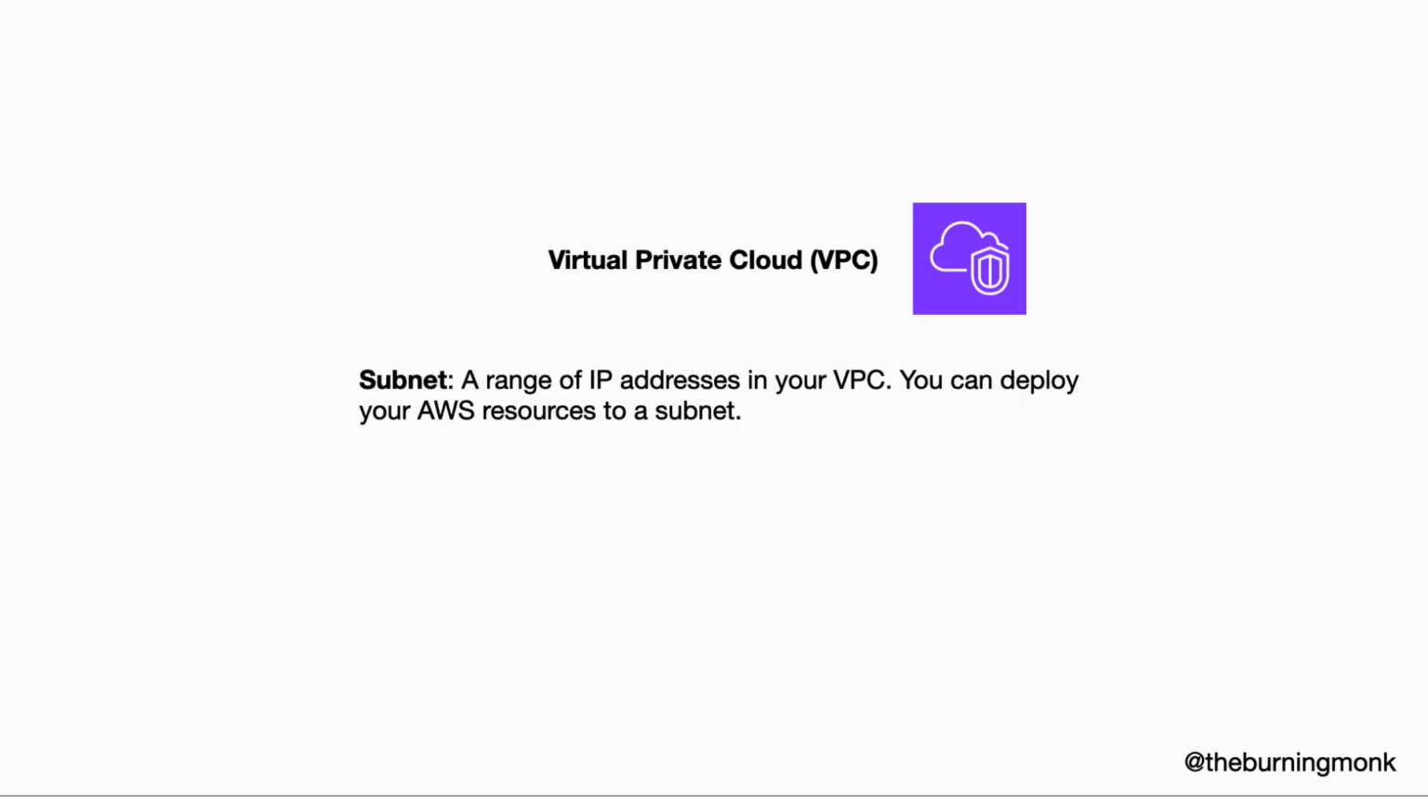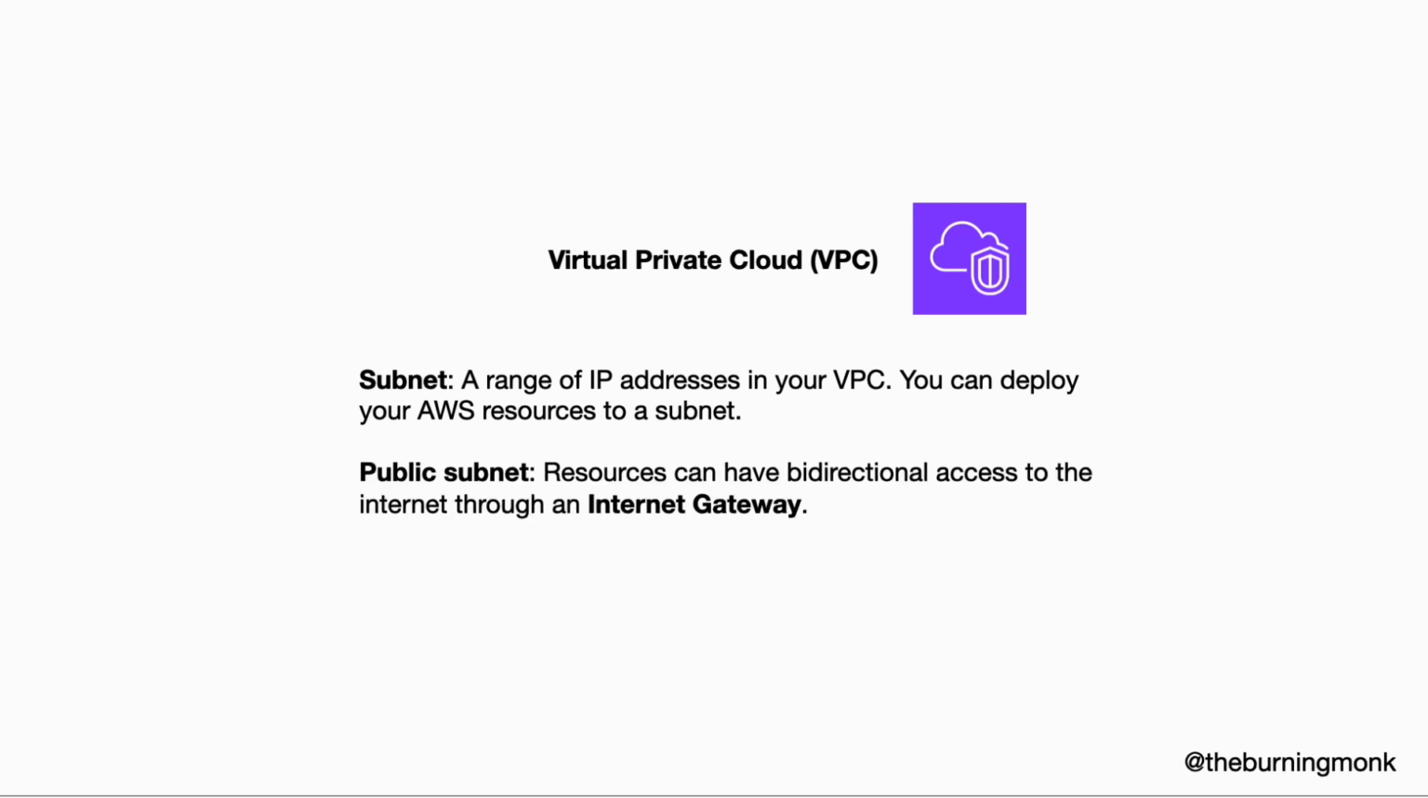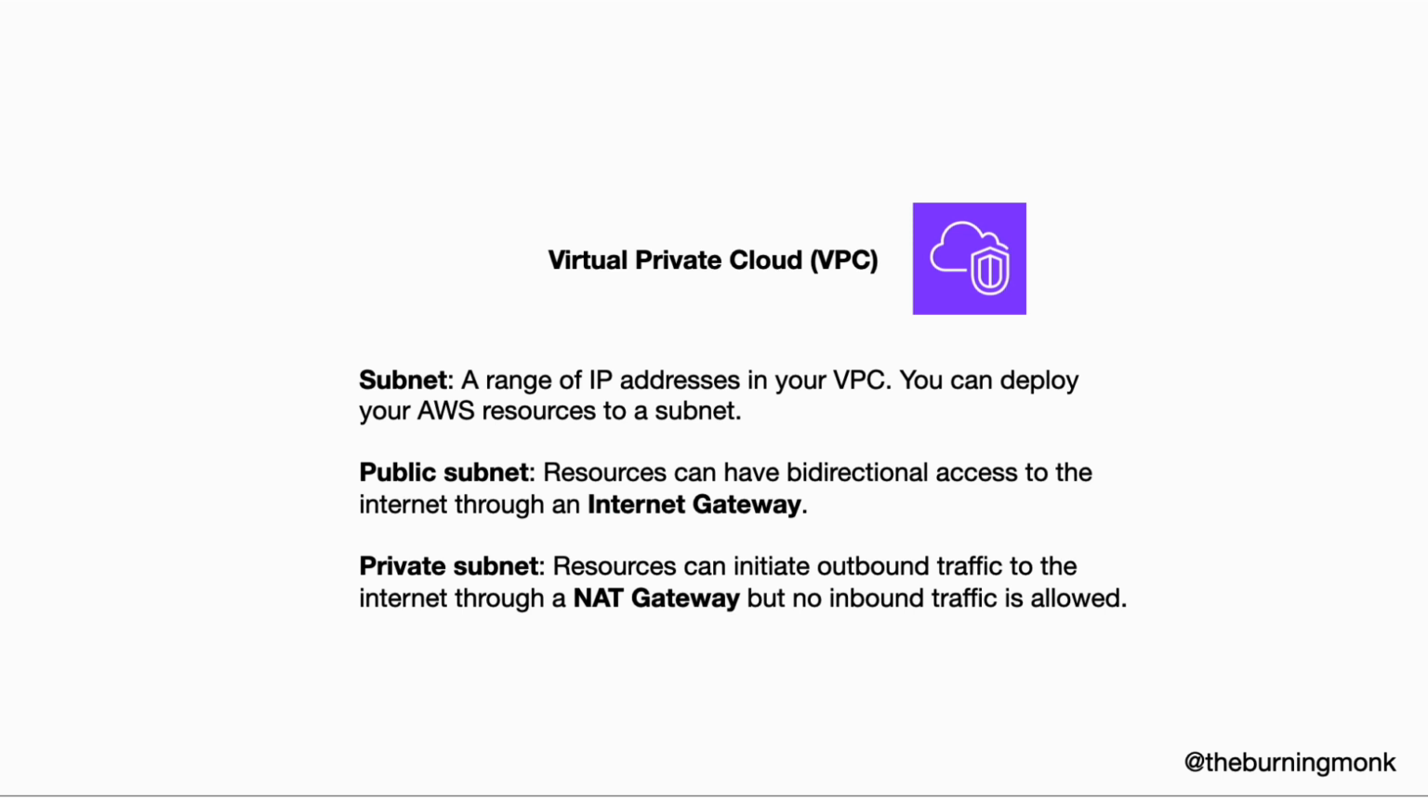And within the VPC, you have subnets. A subnet is a range of IP addresses in your VPC where you can deploy your AWS resources. And there are two types of subnets. A public subnet is where your resources can have bidirectional access to the internet through an internet gateway that is attached to the VPC. A private subnet is where your resources can initiate outbound traffic to the internet through a NAT gateway or NAT instance, but no inbound traffic from the internet is allowed into the subnet.